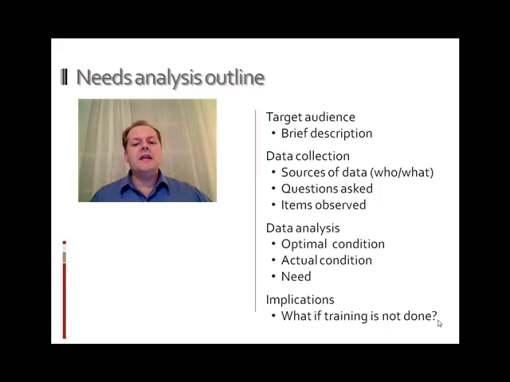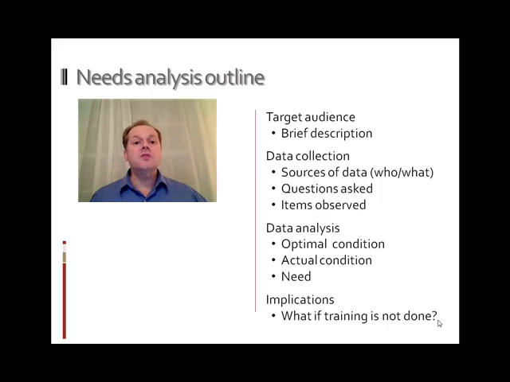Then you go into the data analysis. What was the optimal condition? What should they know how to do or be able to do? What can they actually do? And then your need is the optimal condition minus the actual condition. What they should be able to do minus what they can do. That's the need. And then the other part of your needs analysis is the implications. If you don't do any training, what's going to happen?